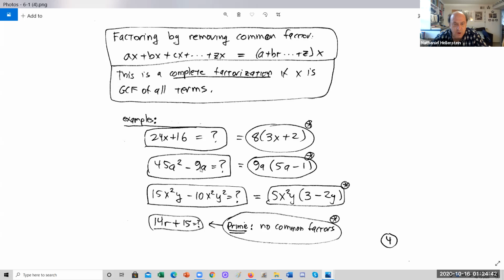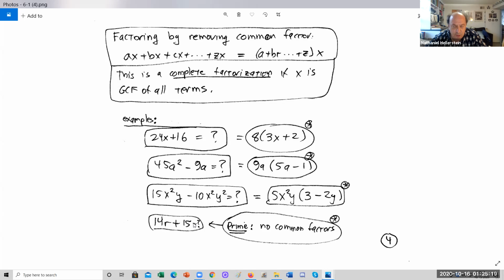Here's 45a squared minus 9a. Common factor of a, common factor of 9. Pull that out: 9a. 45a squared over 9a is 5a. Minus 9a over 9a is minus 1. So 9a times 5a minus 1. Here is 15x squared y minus 10x squared y squared. Well, 15 and 10 have a common factor of 5. We have x squared as a common factor, and with y and y squared, pull out a y common factor. We're left with 5x squared y, and dividing these two terms by that, you get times 3 minus 2y.